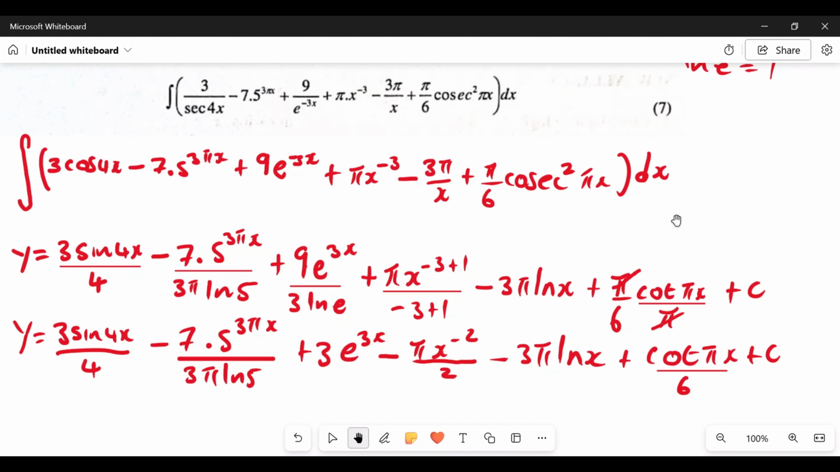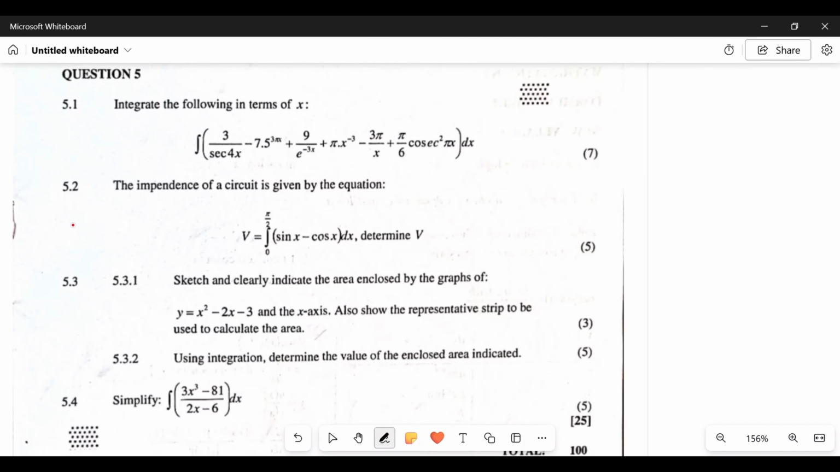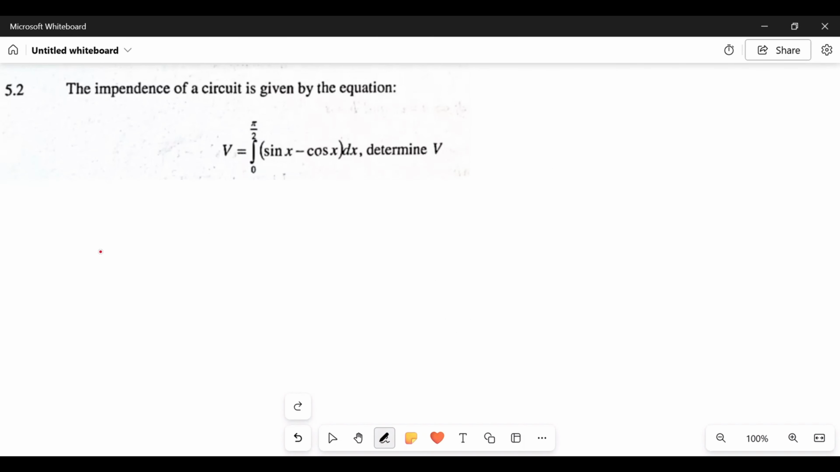Guys, we are done with 5.1. We'll be doing 5.2. Let's do 5.2. I'll copy this question, paste it where there is space, and let's do it. All right, guys, here is our 5.2.